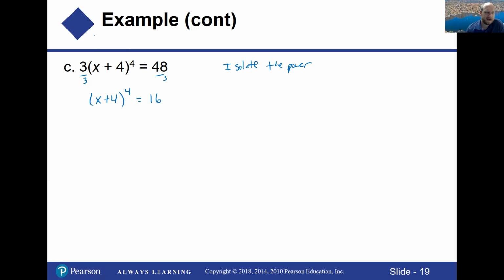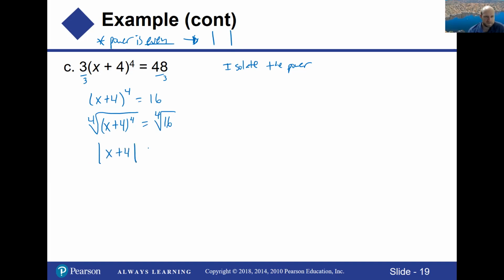Now, we notice that our power is even. So again, what does that mean? You're thinking power is even, we're going to need to do the absolute value bars at some point. So let's take the 4th root of x plus 4 and take the 4th root of 16. Now, when I do the absolute values here is when your power matches the index. Now I'm going to take the absolute value of x plus 4. The 4th root of 16 is 2.